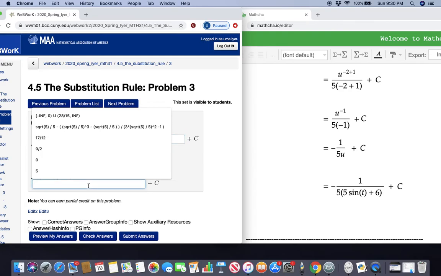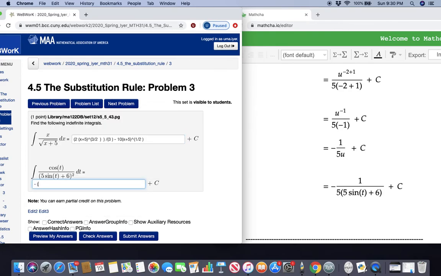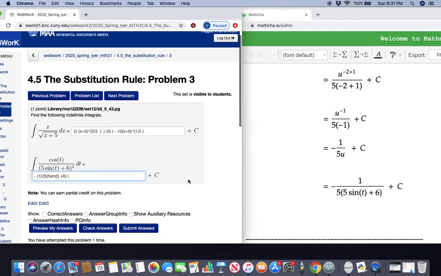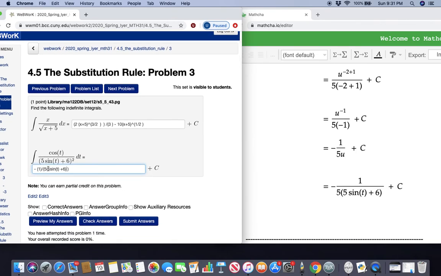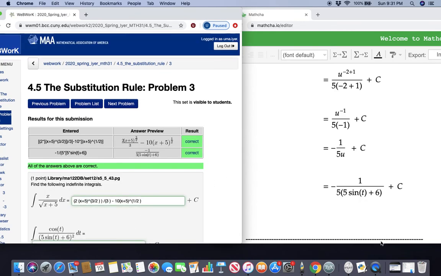So all you need is a negative fraction. Numerator is 1. Denominator is 5 times 5 sine of t plus 6. Okay. So don't forget to close all the parentheses you open. Now submit. It's fine. Until next problem.